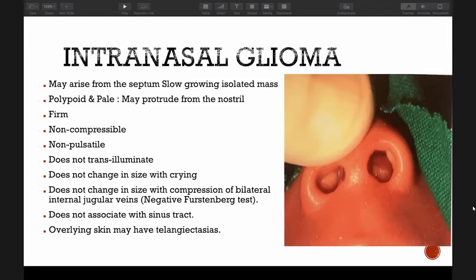It will be firm, not compressible, not pulsatile, does not transilluminate, does not change with crying, and does not change in size with compression of the bilateral internal jugular veins, which we call a negative Furstenberg test, and it is not associated with a sinus.